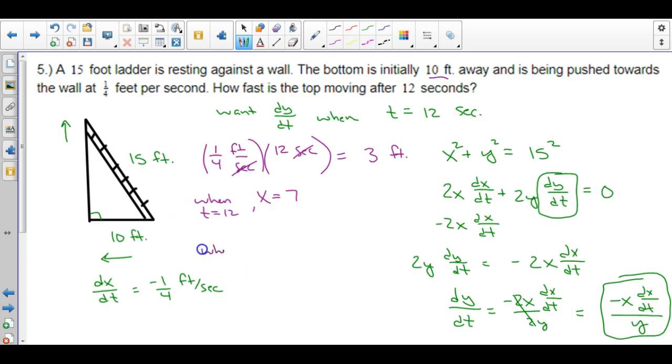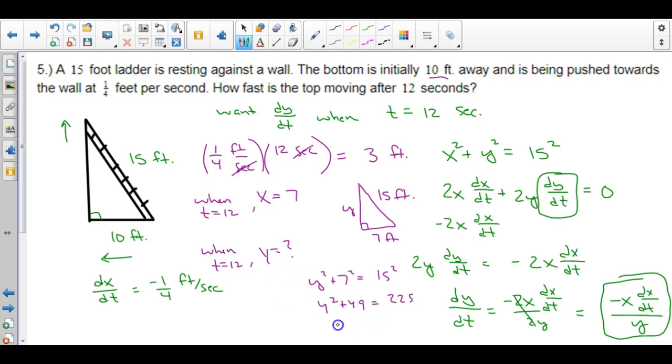We also need, when t equals 12, to know what y equals, and we do not know the height of that ladder. So that is where we're just going to use the Pythagorean theorem again. Now that we know the horizontal distance is 7 feet, and the ladder did not change its length magically, we just need to figure out this value. So I'm going to do y squared plus 7 squared equals 15 squared. y squared plus 49 equals 225. And then I'm going to end up with y equal to the square root.